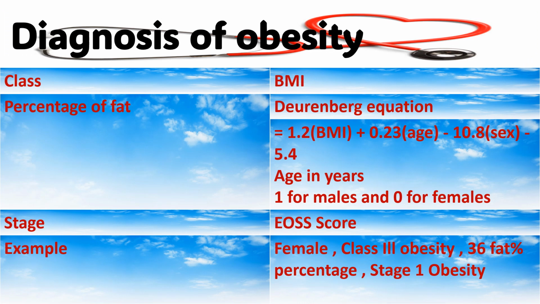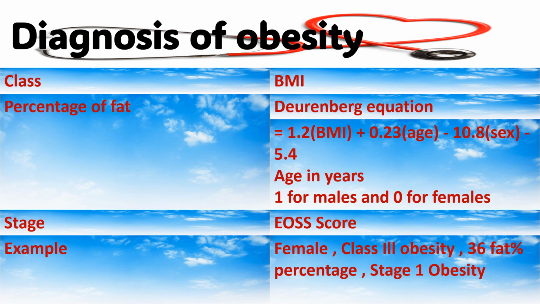Diagnosis of obesity. When reaching the diagnosis for obesity, it is advisable to comment on the class of obesity using the body mass index, and the percentage of body fat, which can be indirectly estimated using the Deurenberg equation as follows: 1.2 multiplied by body mass index plus 0.23 multiplied by age minus 10.8 multiplied by sex minus 5.4, where the age is in years and sex is designated as 1 for males and 0 for females.